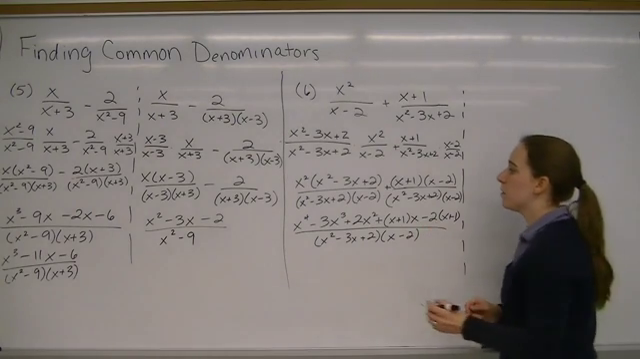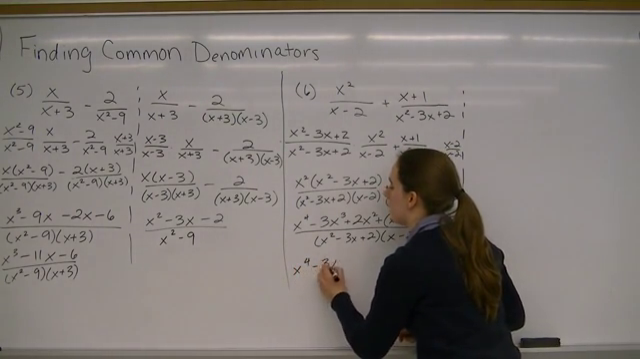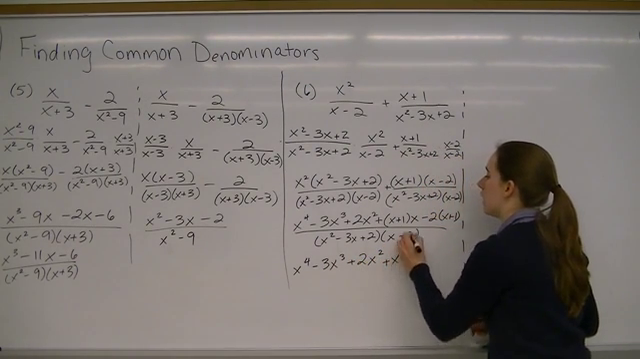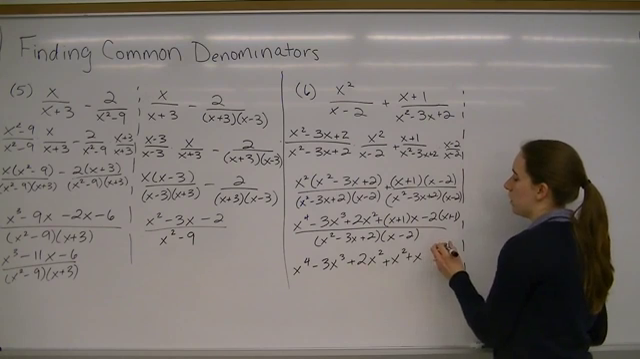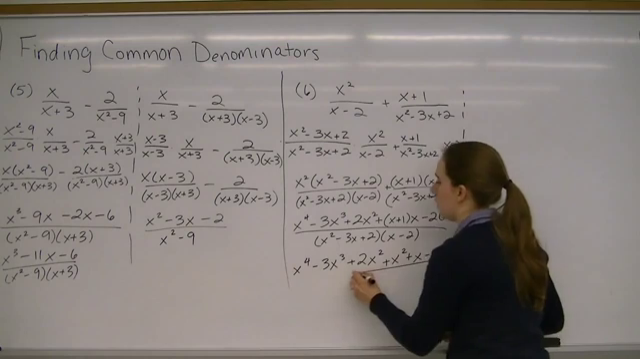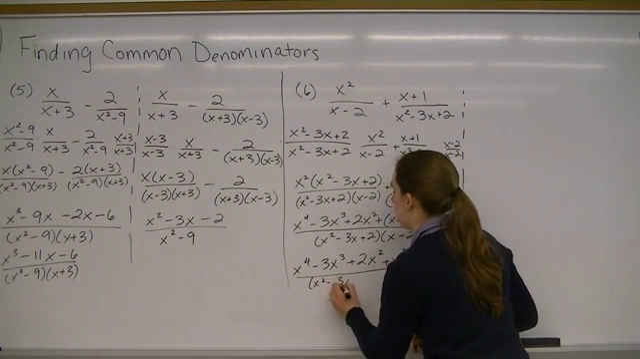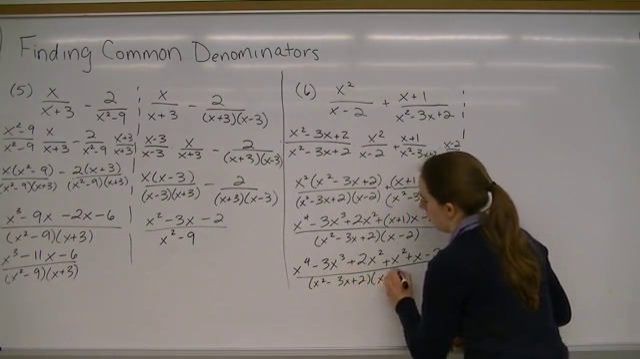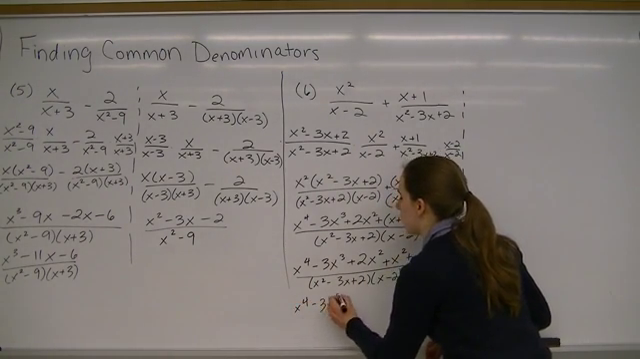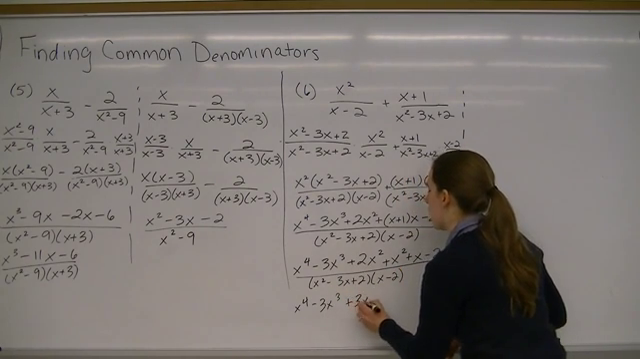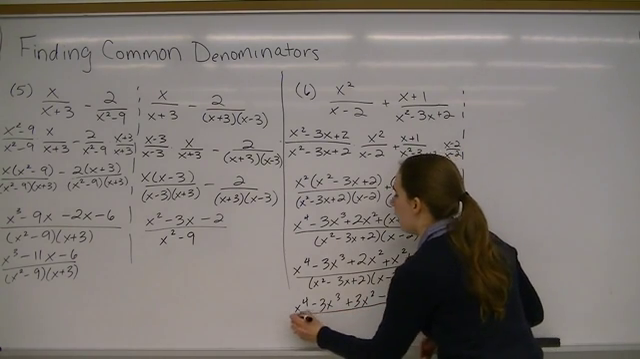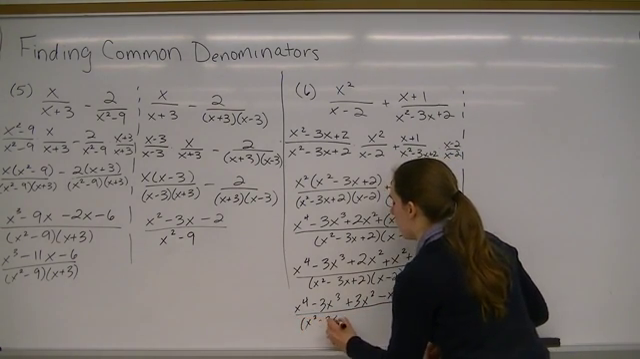Okay, last but not least, we need to multiply these out and then combine like terms. So I have a plus x squared and a plus x from this first distribution. For my second one, I get a minus 2x minus 2. Okay, now all I need to do is combine some like terms. So I have x to the fourth minus 3x cubed plus 3x squared minus x minus 2. That all goes over the common denominator.